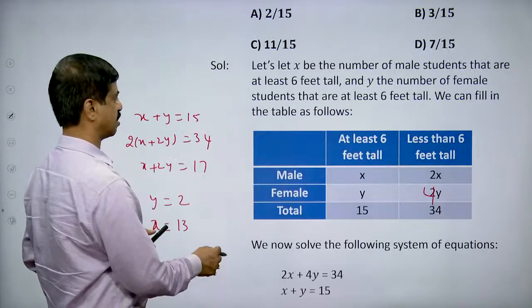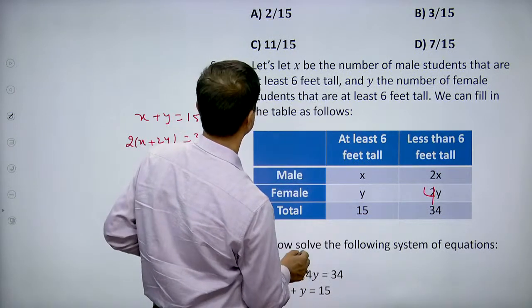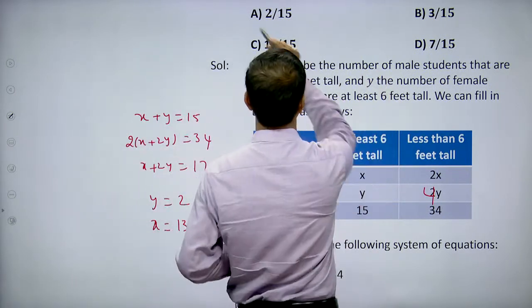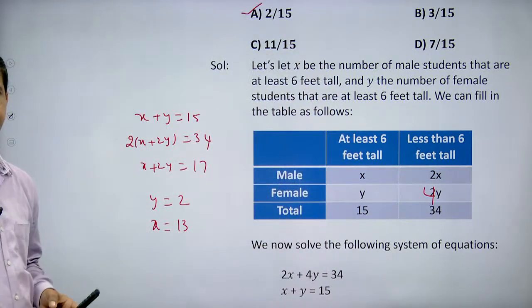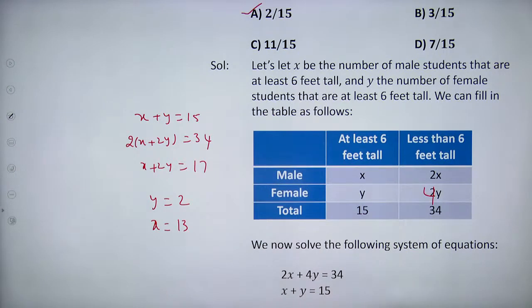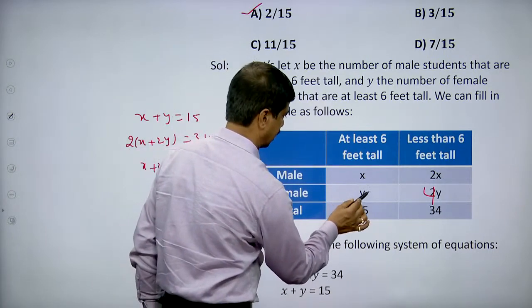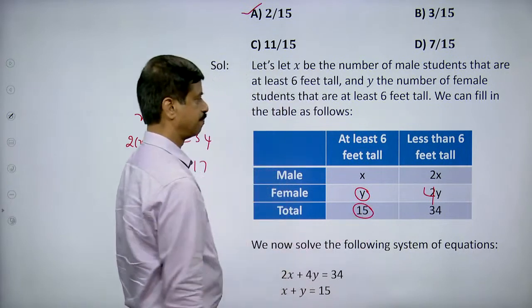So please copy it from here. 0.133, where are the ABCD options? 2 by 15. 2 by 15 is this. Right, children? Please note it fast, quick. So he is asking you to find the probability out of female who is being this. So these two I should take, children, okay?